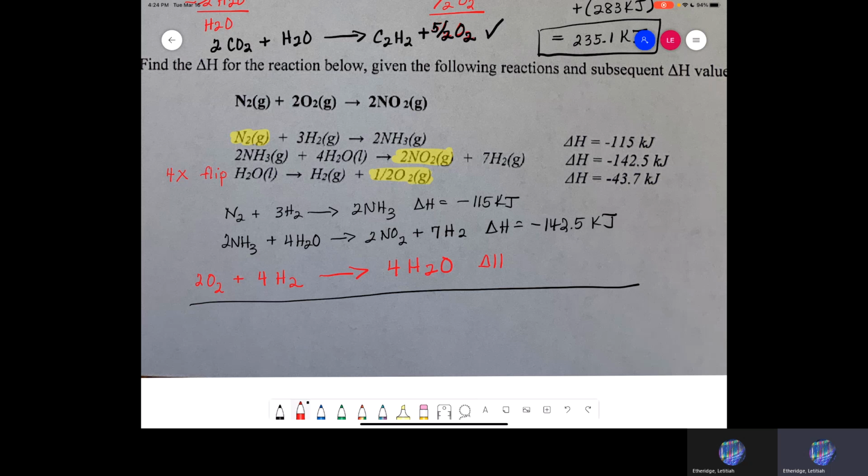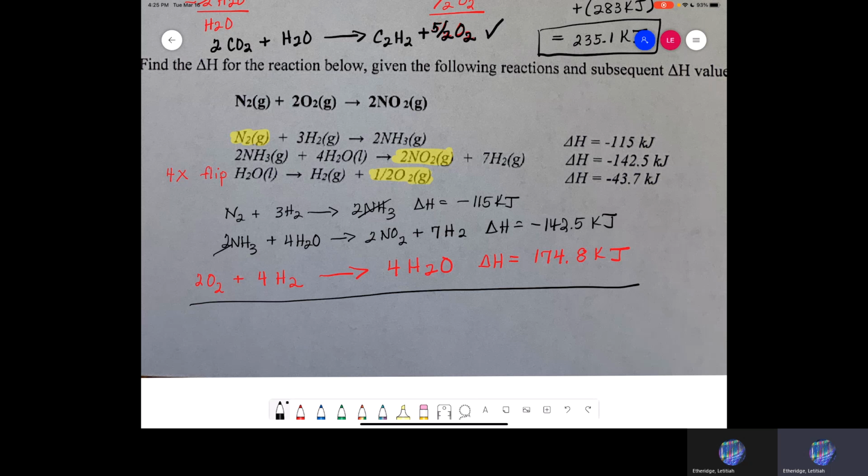Now, here's the deal for my heats. I have minus 43.7. I flipped it, so that makes it positive 43.7. And then I need to multiply by 4. So that gives me 174.8 kilojoules. Okay, so now we need to go through and make sure that everything cancels out like it's supposed to, or what we need stays around.